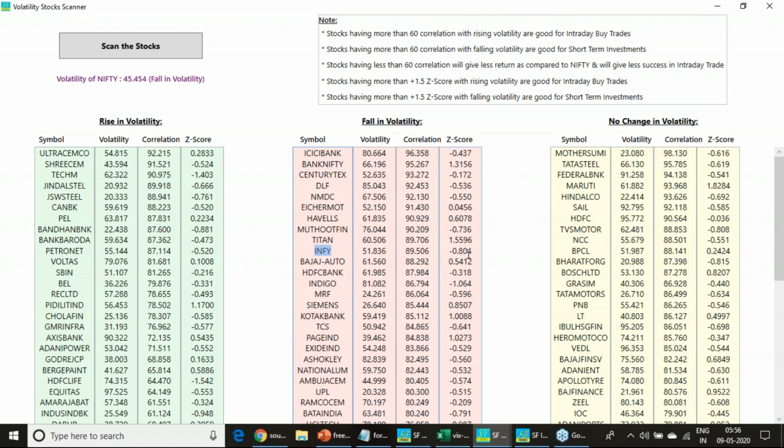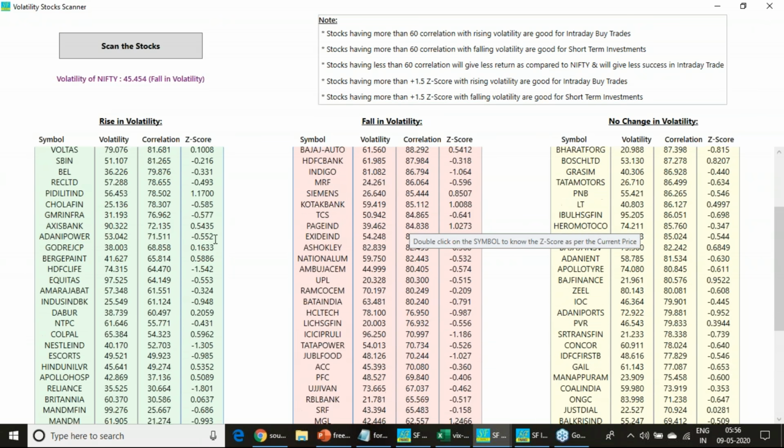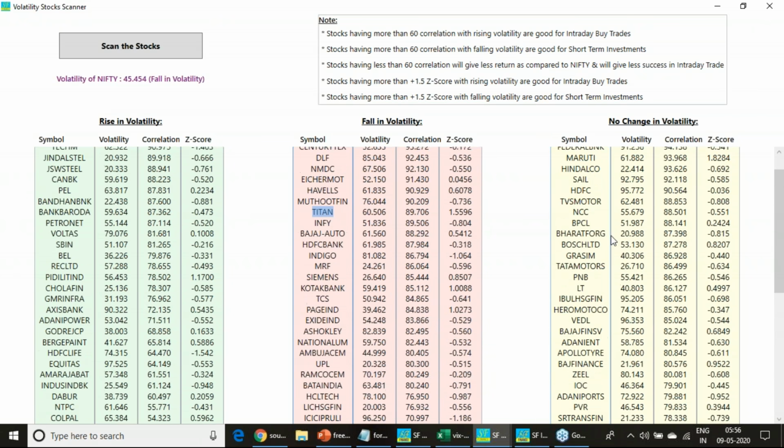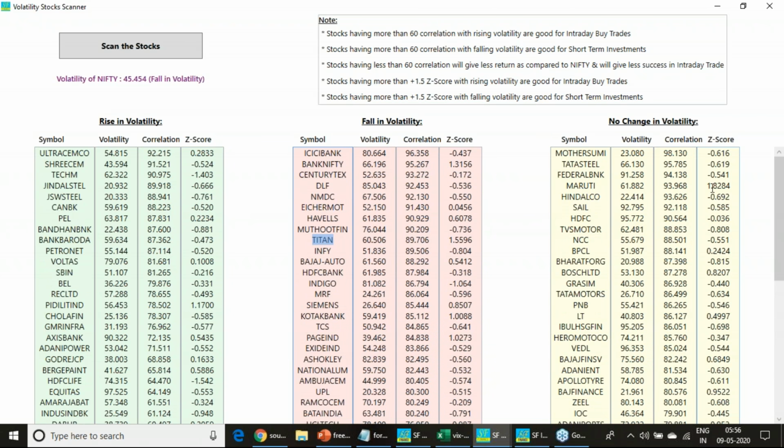Infosys is negative here now. It is the same negative, at the 8081 level. If you want to pair with Titan, the Z score is 1.55. So 1.55 means Titan must be bought, Nifty must be sold. So 1.22. Once it comes near to that, you can browse through this and find whichever counters are having near to it.